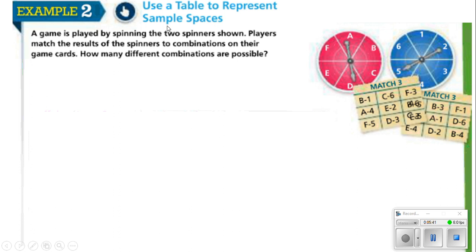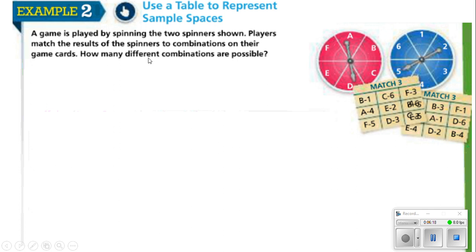Use a table to represent the sample space. A game is played by spinning the 2 spinners shown. Players match the results of the spinners to a combination on their game card. How many different combinations are possible? Well, let's look at these game cards here. And remember, we're trying to find all the combinations. Players match the results of the spinners to the combination, so this would be like spinning B and then 1. It's kind of like a bingo game, you would say.